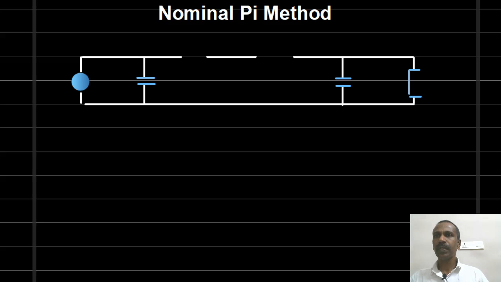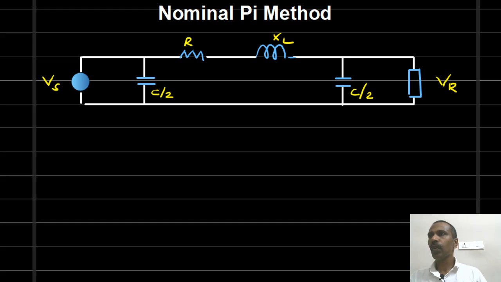So this is the load at the receiving end. This is the resistance of the transmission line. And this is the reactance of the transmission line. The capacitance is C/2 each at both sides. The resistance is R. The reactance is XL. The receiving end voltage is VR. The sending end voltage is VS. The receiving end current is IR.